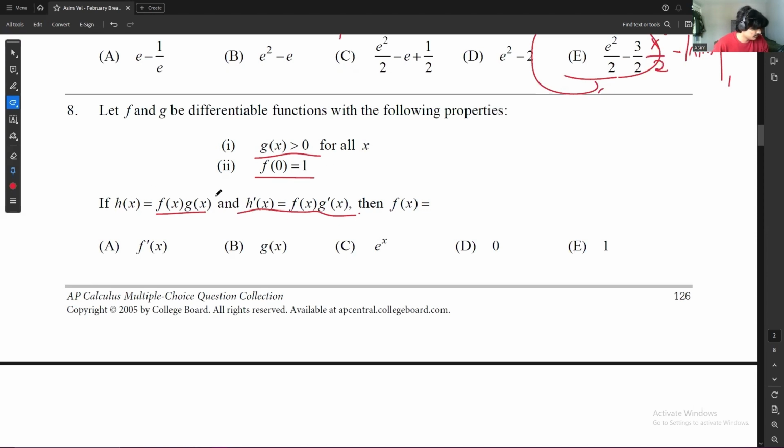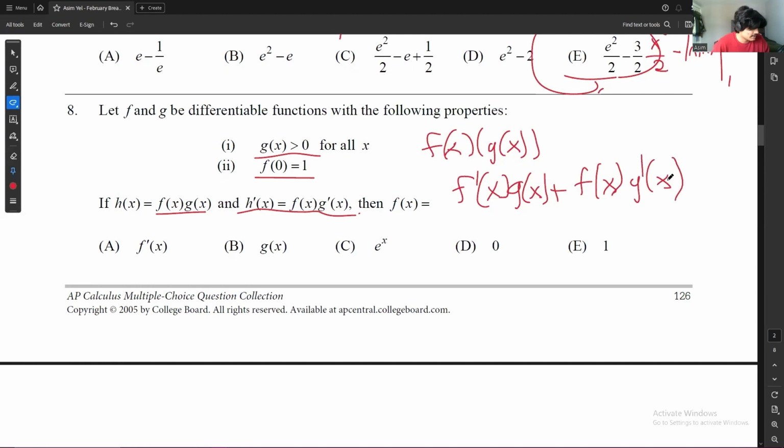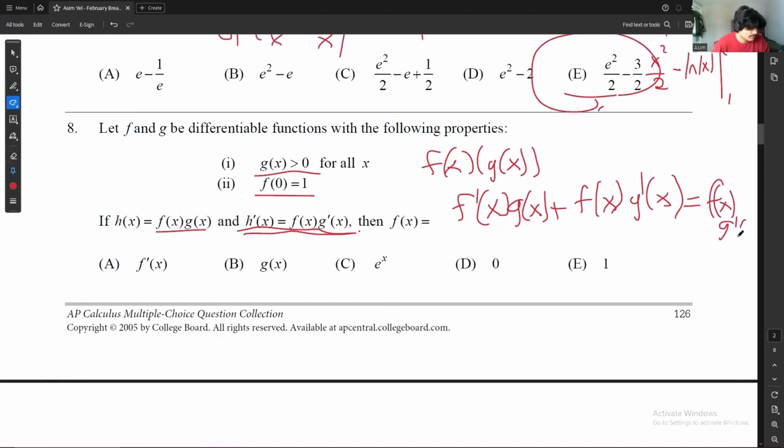So first of all, what first comes to my mind is just taking the derivative of h of x and then setting this equal to this and maybe obtaining some other information. So if we take the derivative of this, what we're going to end up with is the derivative of the first times the second plus the first times the derivative of the second, and it's also equal to this, which is also the derivative f of x times g prime of x.